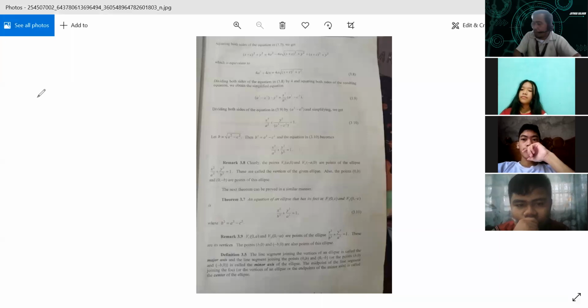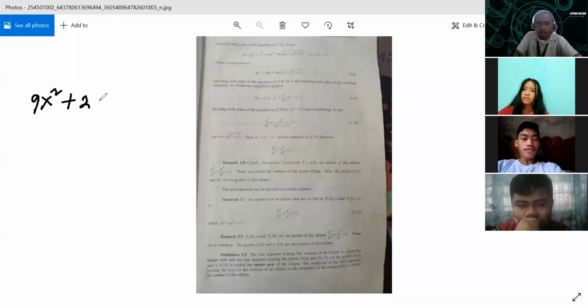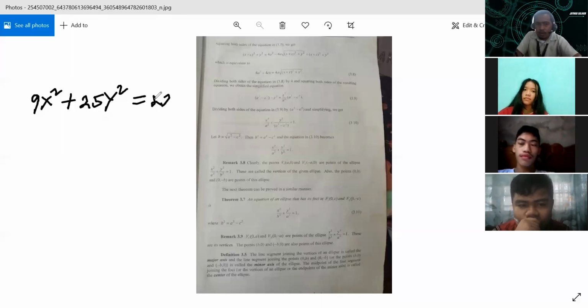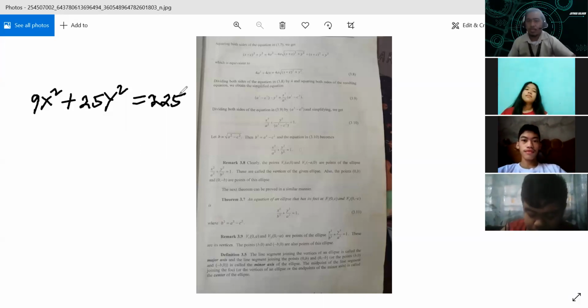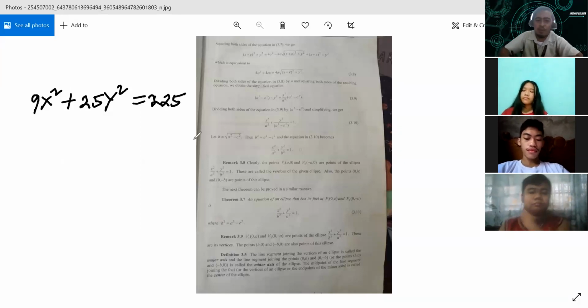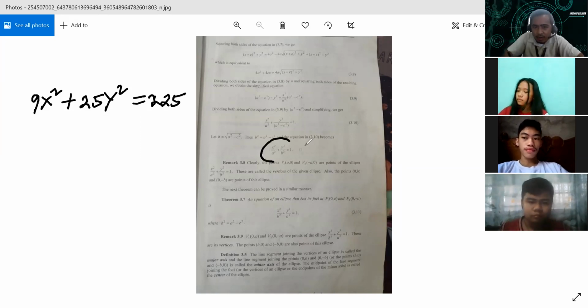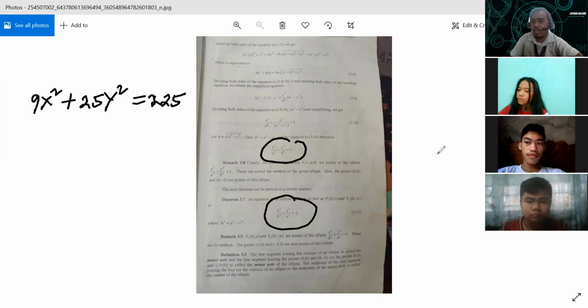Say for example, we are given 9x squared plus 25y squared equal to 225. So you are asked to graph this one. And how to graph it? What you will be doing is you just have to rewrite this in either of these forms. So how to do it?